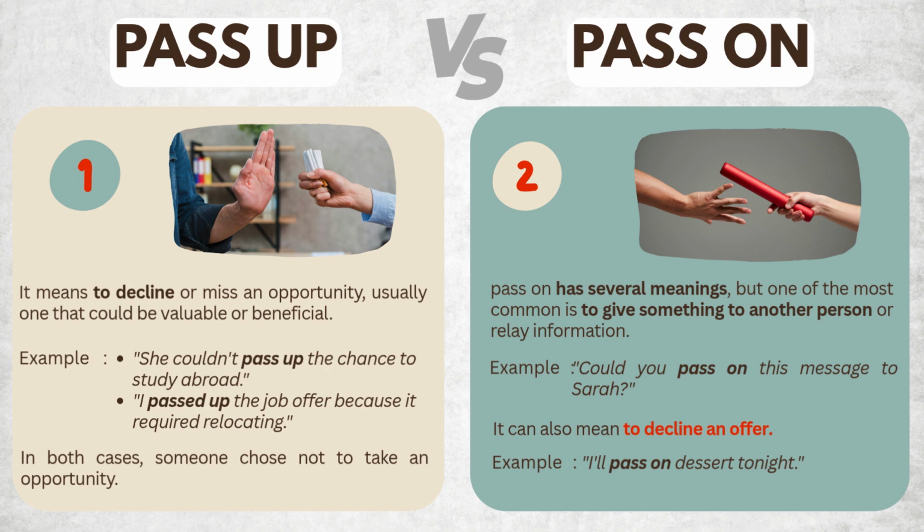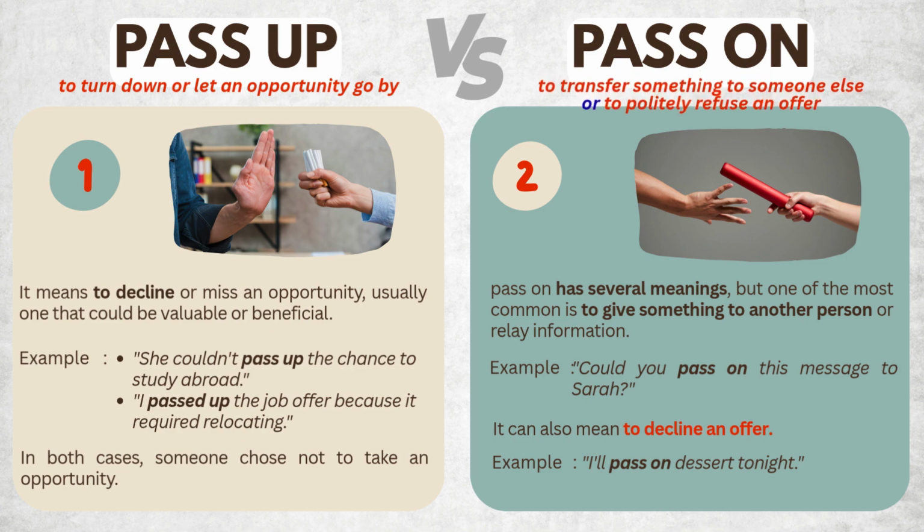Here's the nuance. Pass up means to turn down or let an opportunity go by. Pass on usually means to transfer something to someone else, but it can also mean to politely refuse an offer, depending on the context.